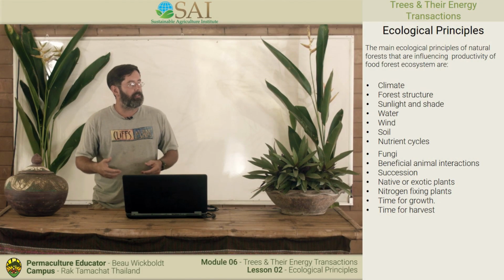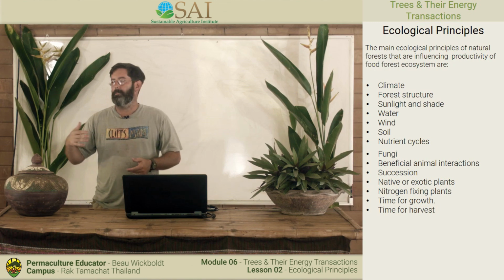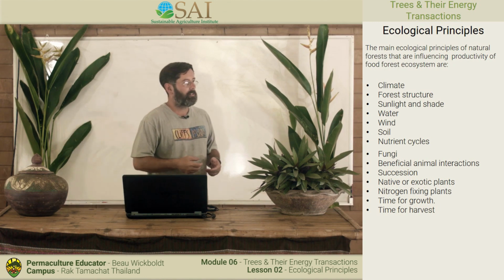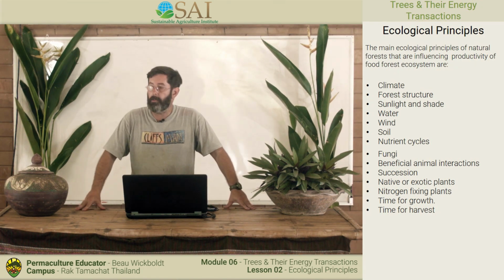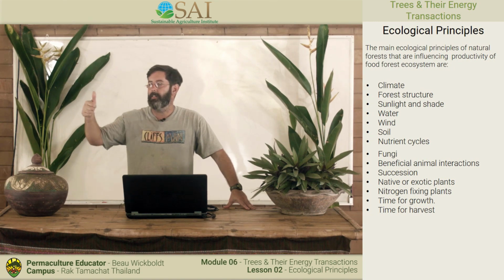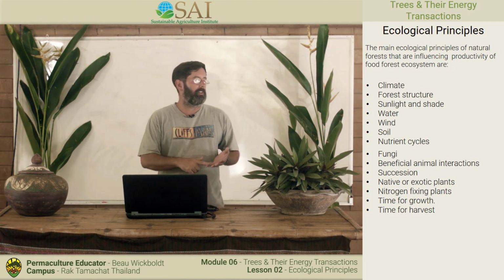We need to think about ecological principles that are going to help as the foundation of our food forest. The main ecological principles of a natural forest are those influencing the productivity of food forest ecosystems. So what are these? Well, climate. What climate you're in is going to dictate what you can grow.